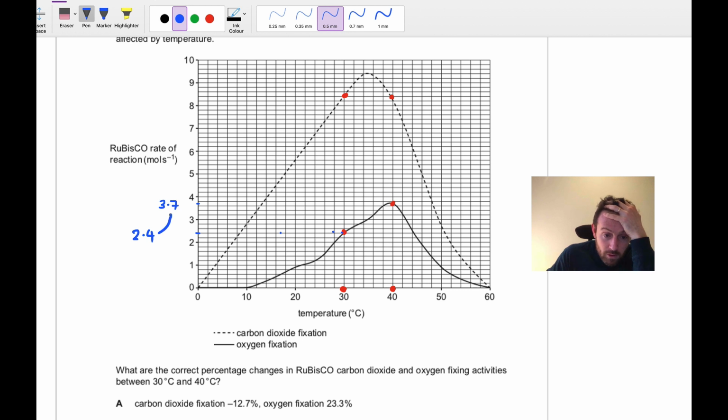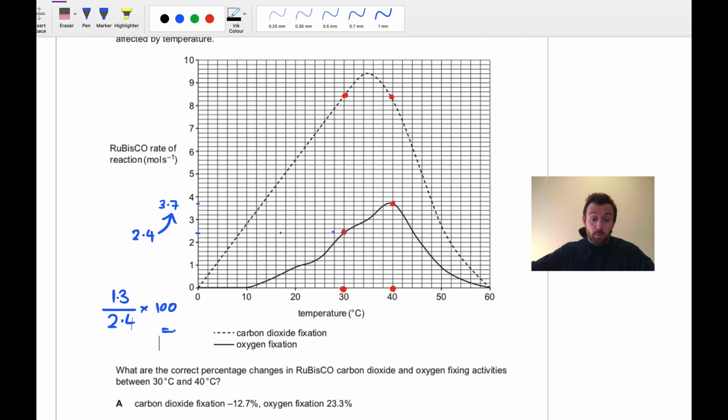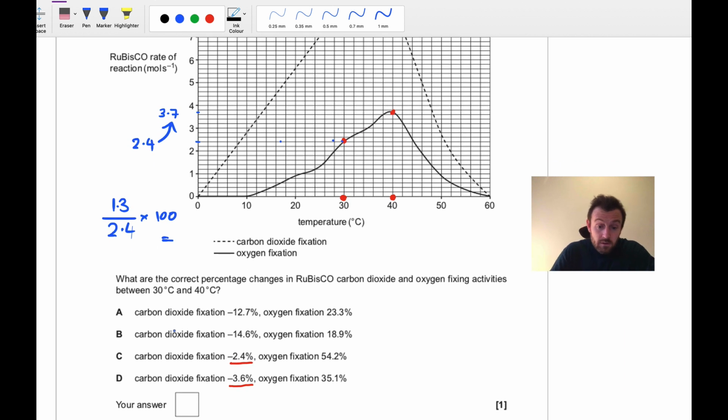So 2.4 to 3.7. So that's an increase of 1.3. And to make it a percentage change, it's 1.3 over the starting value, which is 2.4, times 100%. And if we do that calculation, that's going to be close to 50%, isn't it? So let's just do that. 1.3 divided by 2.4 times 100. So I'm getting 54%. Yeah, so that is exactly this. So there we go. The answer is C.